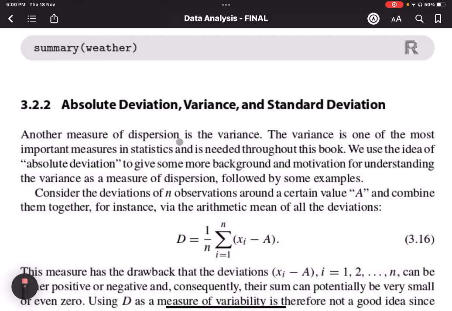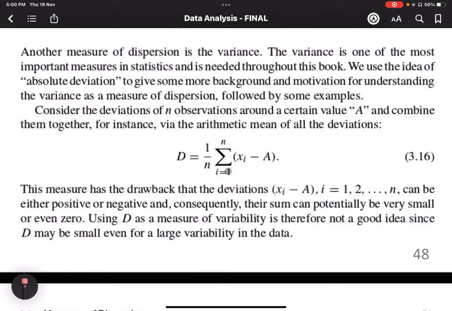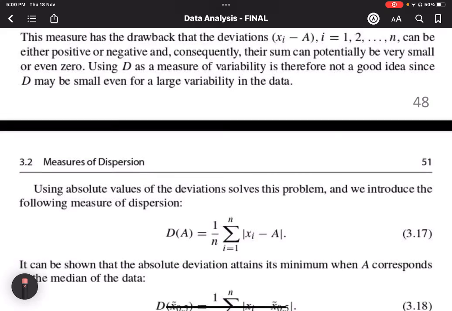Another measure of dispersion is the variance. The variance is one of the most important measures in statistics, and is needed throughout this book. We use the idea of absolute deviation to give some more background and motivation for understanding the variance as a measure of dispersion, followed by some examples. So again, the same standard summation formula natin. No? So hindi ko na-explain yan.